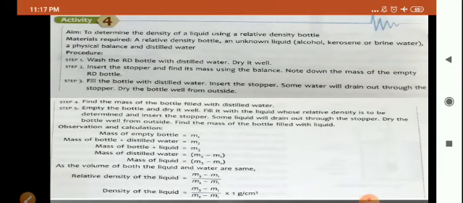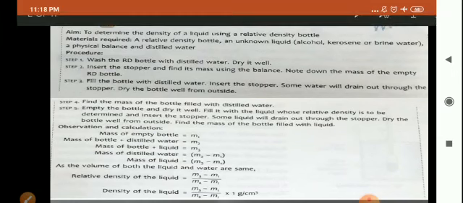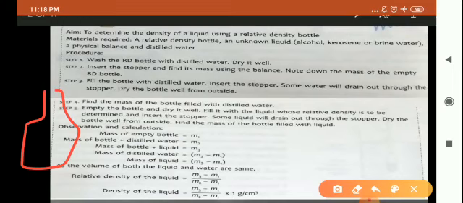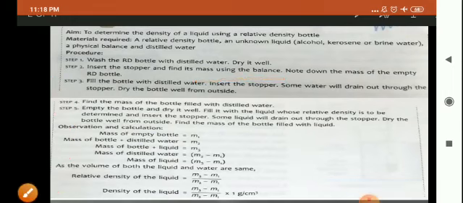Now first of all, how are you going to perform this activity? You will take an RD bottle. You will wash the RD bottle with distilled water and dry it well. Okay. Now after that, you are going to find the mass of the empty RD bottle using a balance. Suppose the mass of the empty RD bottle is M1.